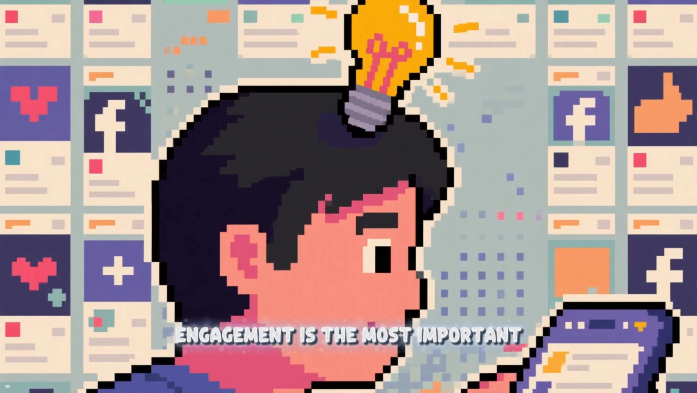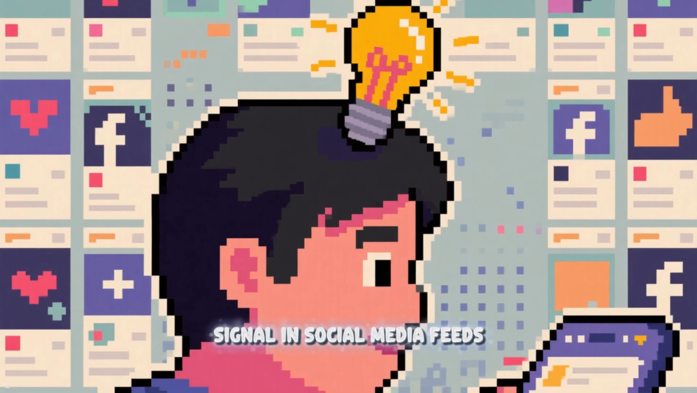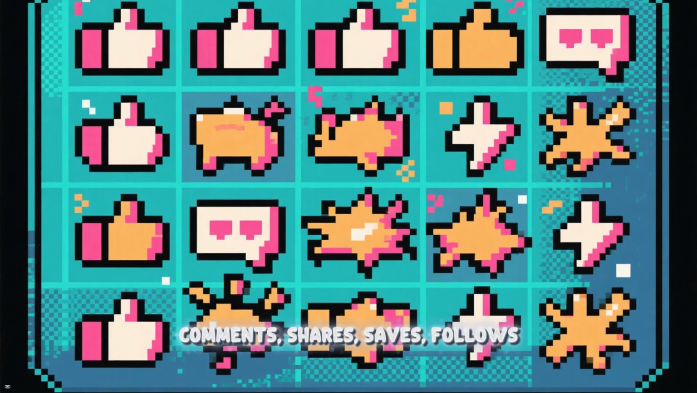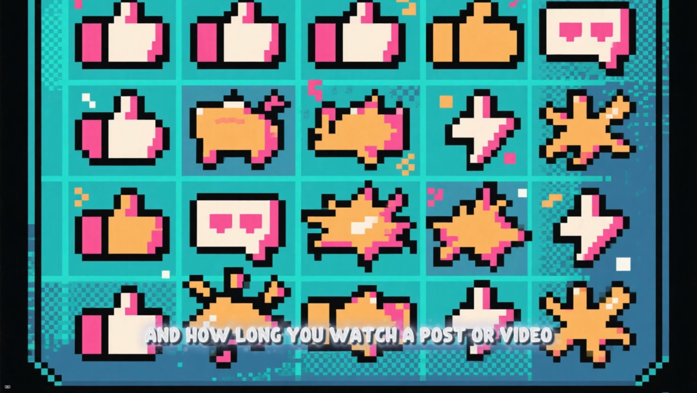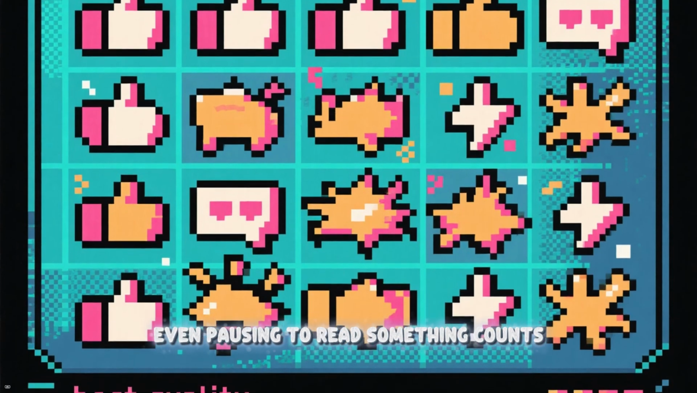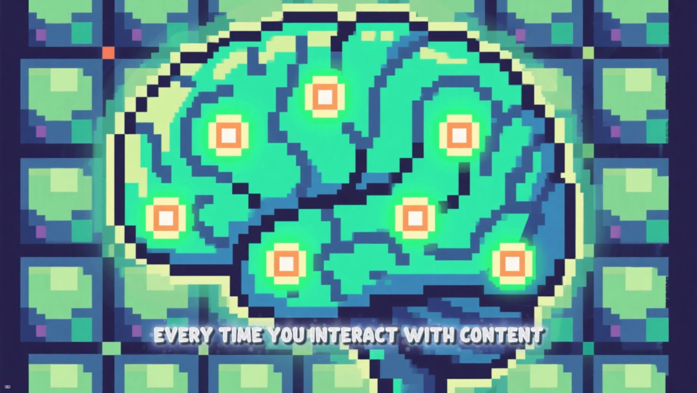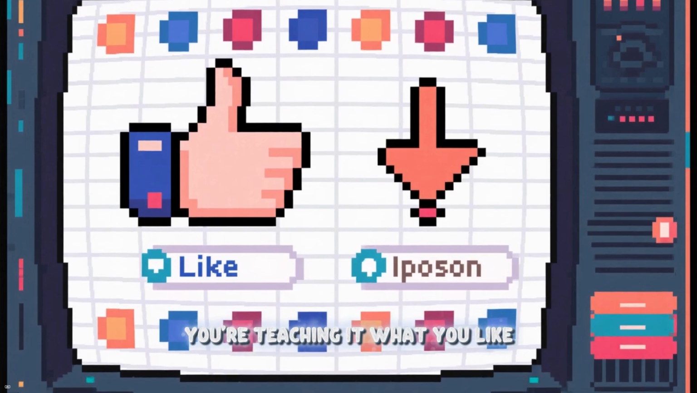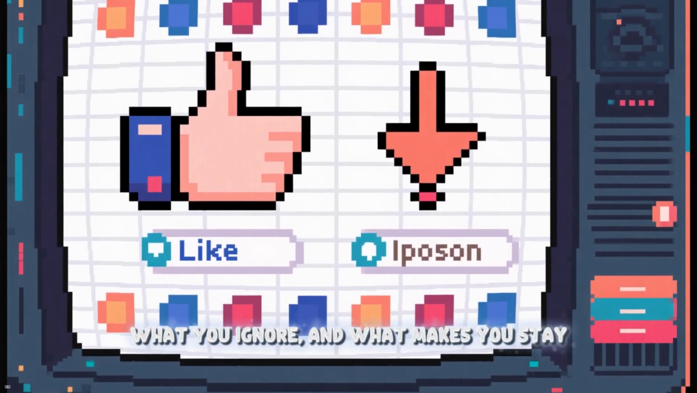Engagement is the most important signal in social media feeds. This includes likes, comments, shares, saves, follows, and how long you watch a post or video. Even pausing to read something counts. Every time you interact with content, you're training the algorithm. You're teaching it what you like, what you ignore, and what makes you stay.